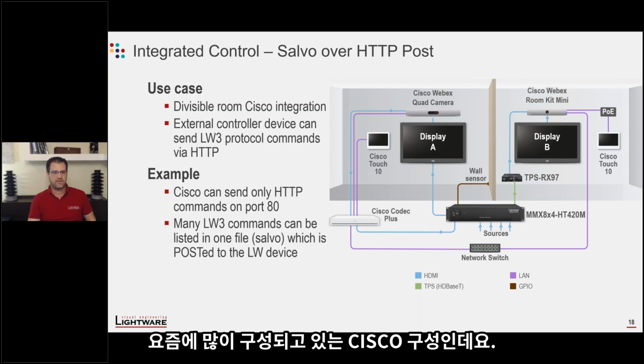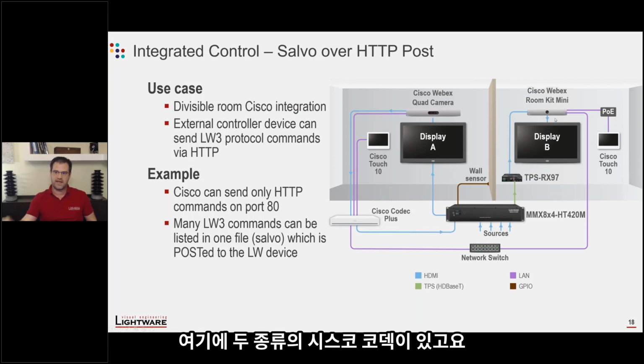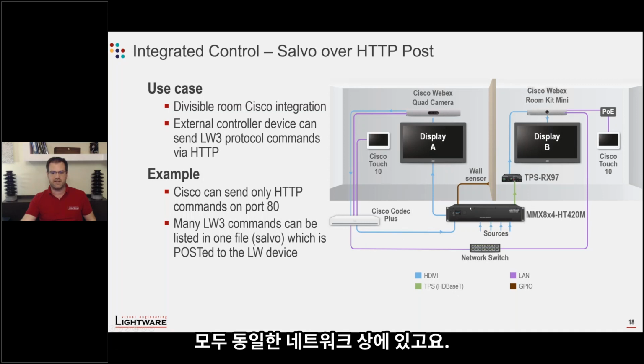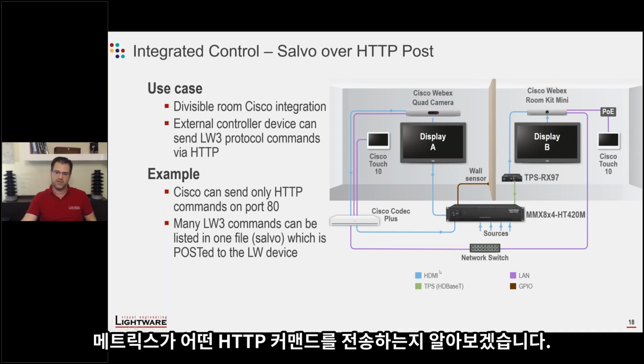This is very useful, for example, in divisible Cisco rooms, where the MMX matrix has to talk to multiple Cisco codecs. In this example, we have here a room kit mini and a codec plus in the 2 parts of the room. Everything is connected with Ethernet, and then the Cisco can send HTTP commands to the matrix, and in the next slide I will show that the matrix can send back HTTP commands as well.